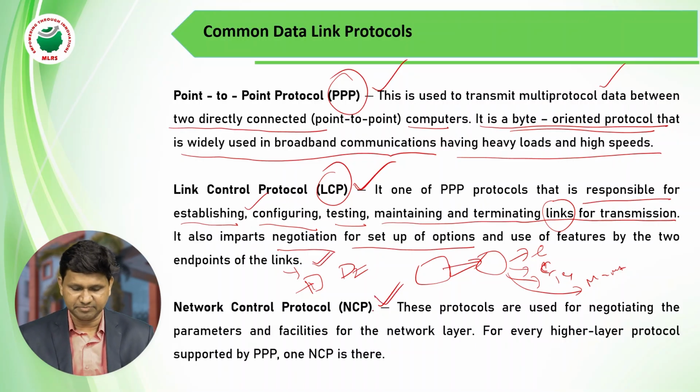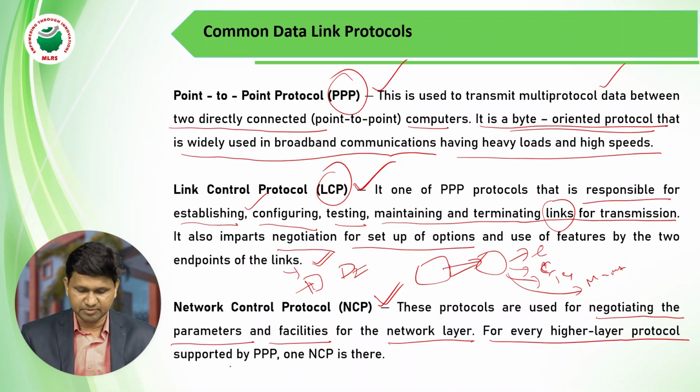The last one is NCP, the network control protocol. These protocols are used for negotiating the parameters and facilities for the network layer. For every higher layer protocol supported by PPP, there is an NCP. If there are any high-end protocols, we'll discuss them. These protocols are used for negotiating the parameters and facilities for the network layer.